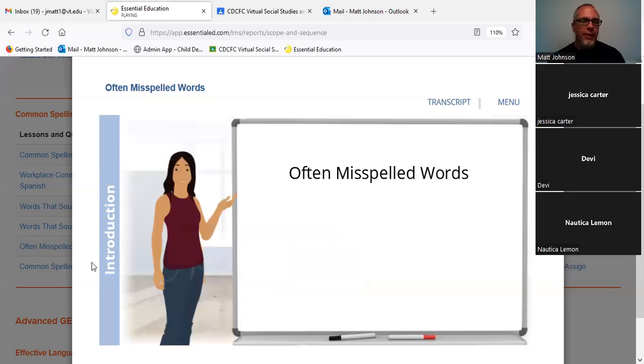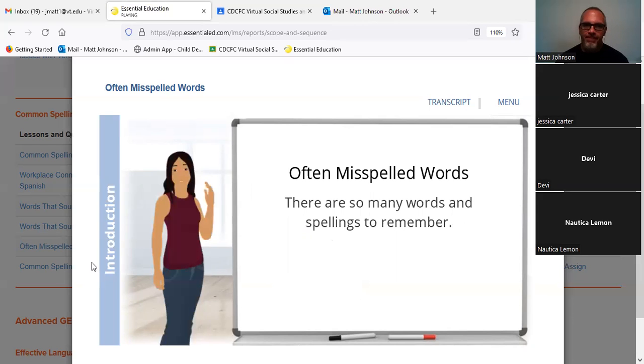Spelling in English can be a problem. There seem to be exceptions to every rule. There are so many words and spellings to remember. One word I always had a problem with was across. It was a problem because it's a really common word. I even misspelled it on a job application. I didn't get the job and noticed it later. It's probably not the only reason I didn't get the job. Still, it couldn't have helped.